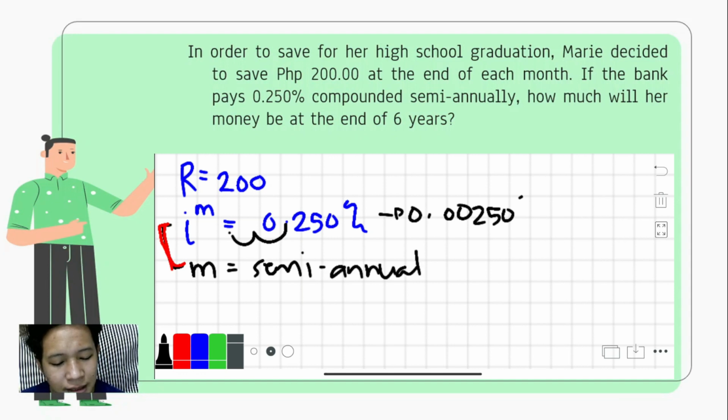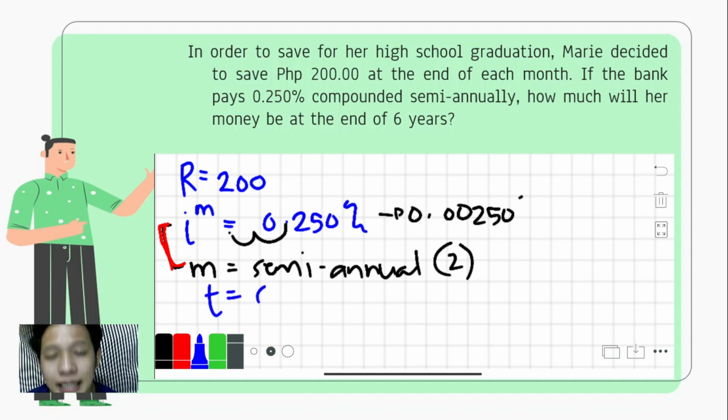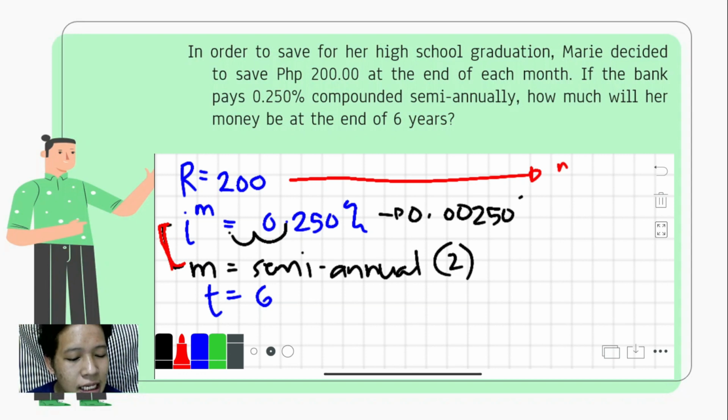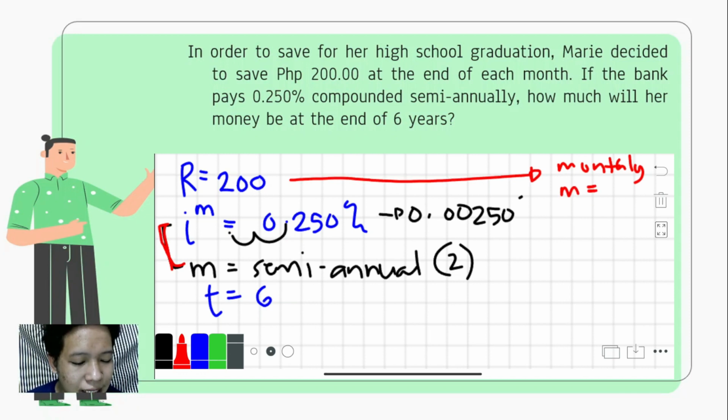Okay po? Next, how much will her money be at the end of 6 years? So our time would be 6 years. Now, sabi dyan, yung 200 pesos, babayaran niya monthly. So monthly po. So we have another value for M, which is 12. Okay po? So wag pong malilito ha. So that is 12.